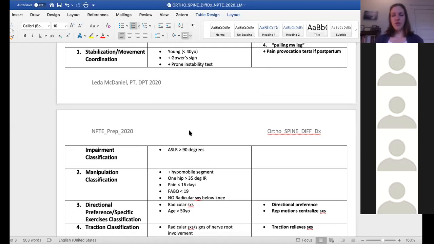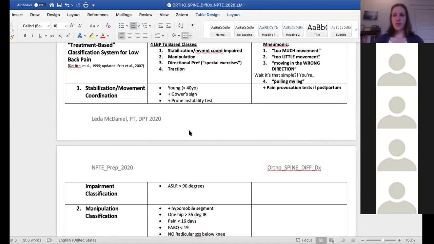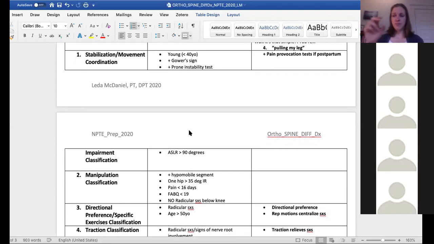And then these are the findings that you may expect in each category. So I'm going to let you go through these. These are pretty standard based on the literature. They're very well described in the original research studies. As you can see on the left, I have citations for the treatment-based classification, and it has been constantly updated based on the research and based on its ability to predict patients' response to these specific treatments.